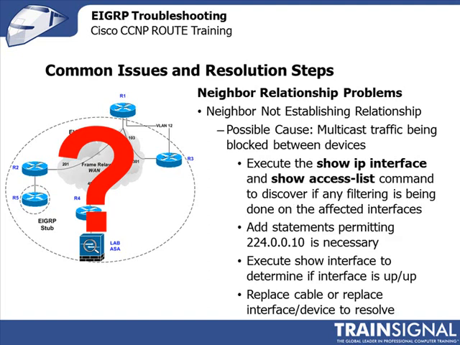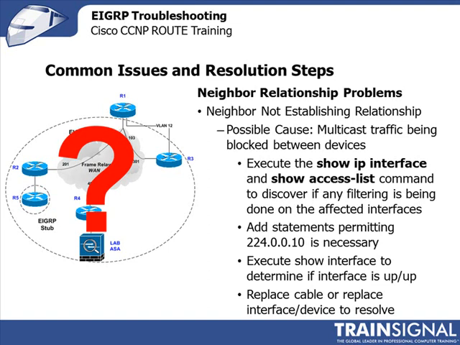Another cause, a little more far-fetched but still possible, for neighbor relationships not forming is that it's not receiving the hello packets. One thing that could happen is that multicast traffic is being blocked, in which case you can do the show IP interface and show access list commands to see if any filtering, specifically access list packet filtering, is blocking the multicast address. For instance, if you do a deny from a certain segment and you have a permit statement and you forget about the implicit deny all at the end, you could inadvertently be filtering multicast out. So if that's the case, add in any necessary statements permitting both the EIGRP protocol and the 224.0.0.10 if necessary.